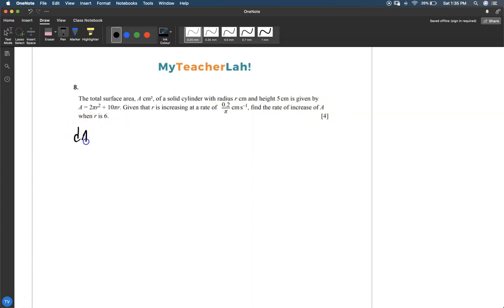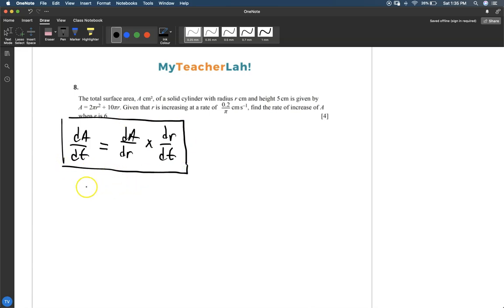So we take dA over dt, which must be equal to dA over dr times dr over dt. This is the same formula that I was showing much earlier. The only difference is now it's about area, so I've changed those values to reflect the question. And instead of x, I'm using r, which is the variable in our equation here.